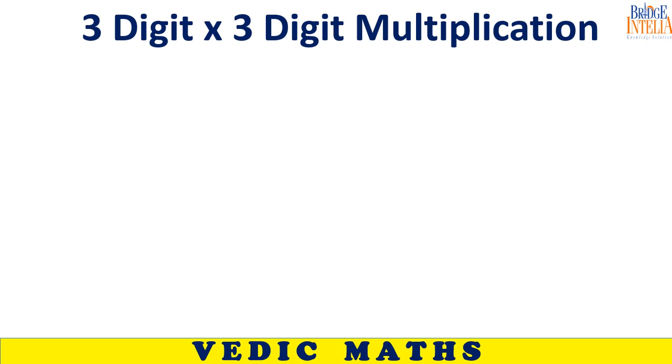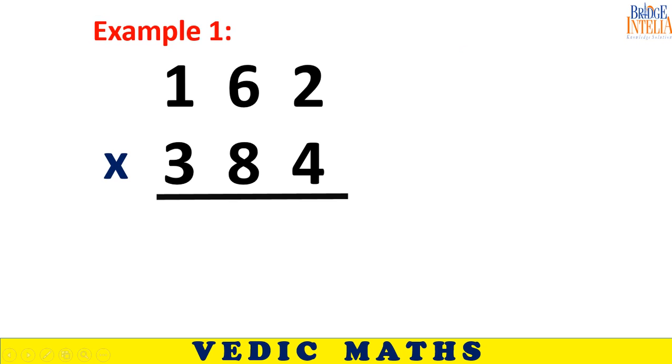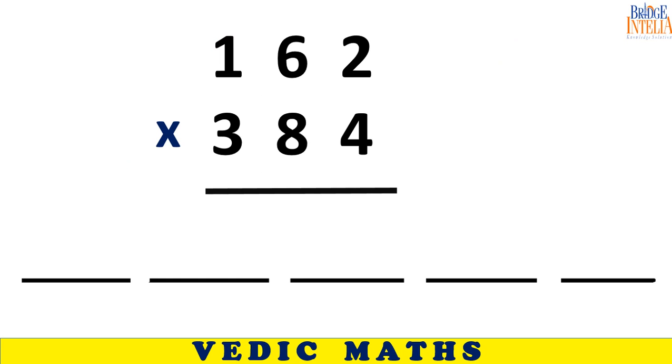Let's first take example of 3 digit into 3 digit multiplication. So 3 plus 3 minus 1 is equal to 5. So basically we have to fill 5 blank spaces. If we fill these 5 blank spaces, we will get the answer in one single step. So the trick is to find out the answer in one single step. This is the trick. So our job is to fill these 5 blank spaces.